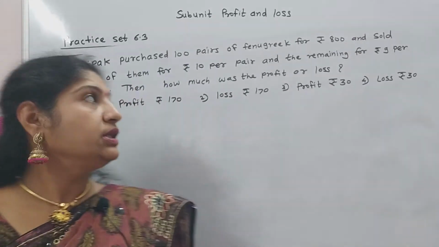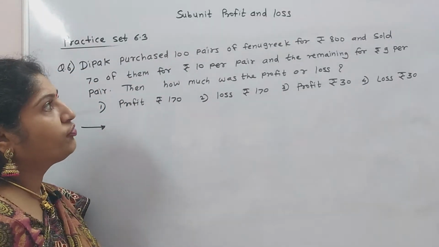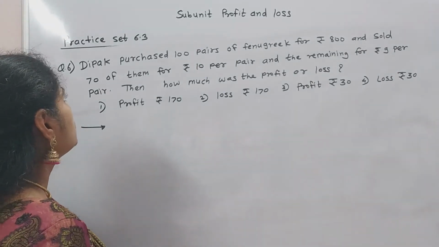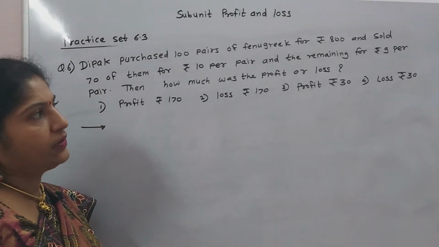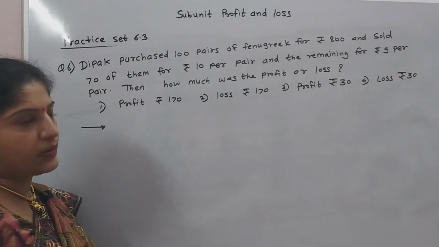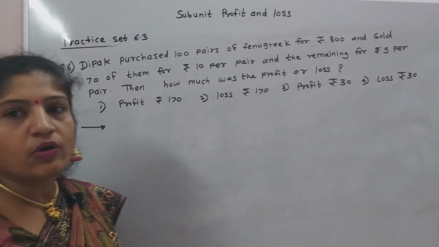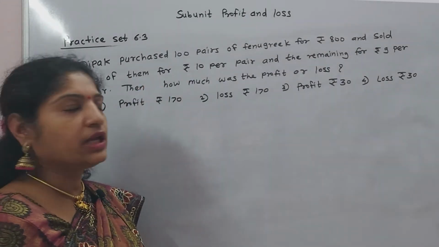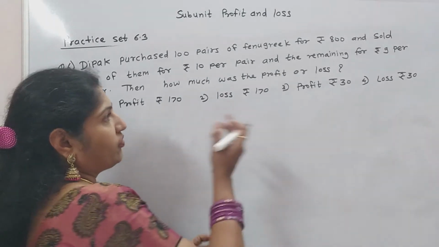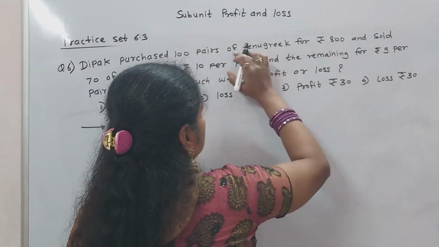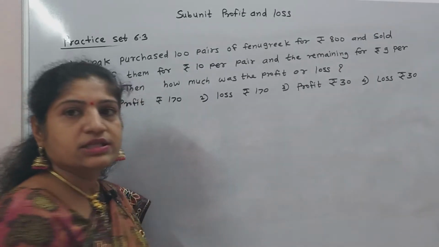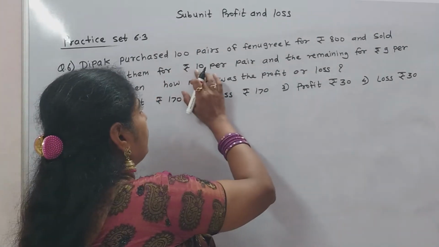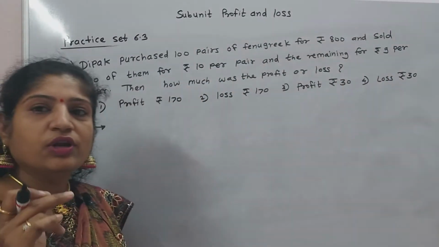Next example. Deepak purchased 100 pairs of fenugreek for rupees 800, that is 8 rupees each, and sold 70 of them for rupees 10 per pair and the remaining for 9 per pair. Then how much was the profit or loss? The first 70 of them sell for rupees 10 per pair, that is a profit. The cost price of one fenugreek is 800 divided by 100, that is 8. He sells it for 10 rupees and 9 rupees. So there is only a profit.